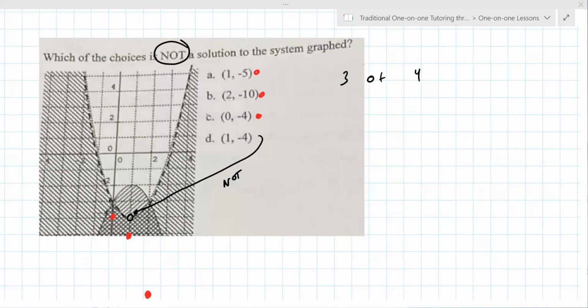Should we go to 7, or do you have another one that you would like us to look at? We can go to 7.